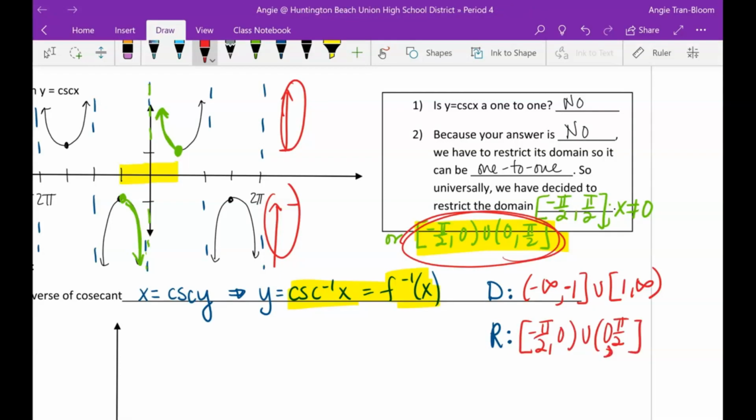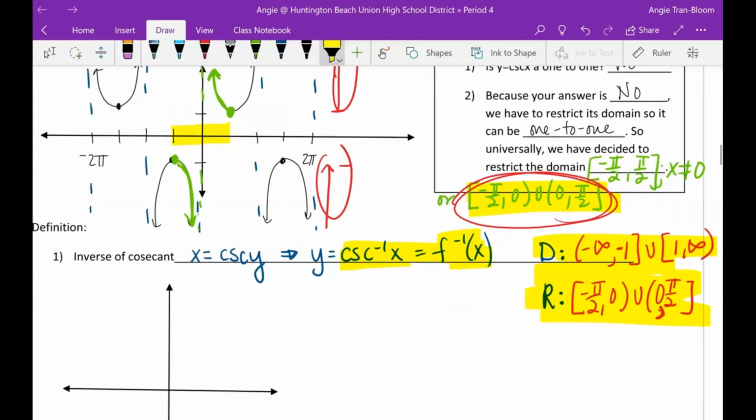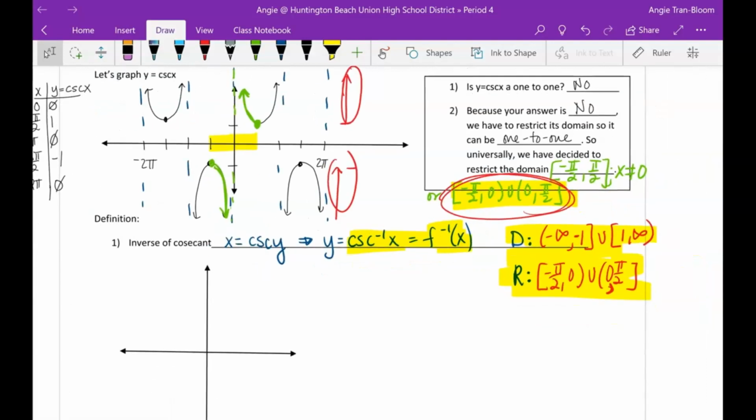Don't forget the comma right there, okay? Yes, it's just like sine and cosine and tangent. The domain and range are super important when we're trying to find the exact value. So now let's put these together on the same coordinate plane to see what it looks like.